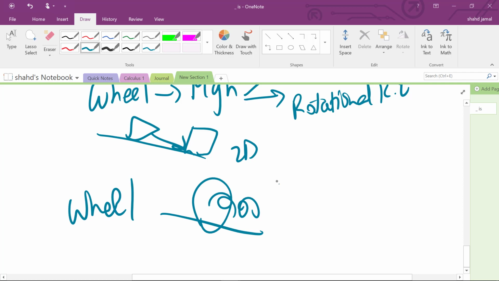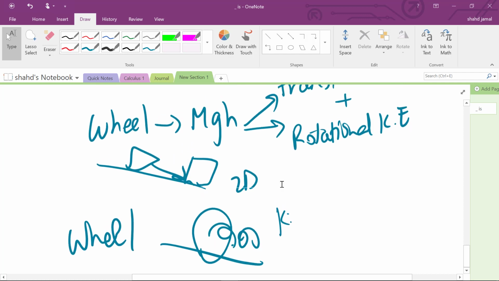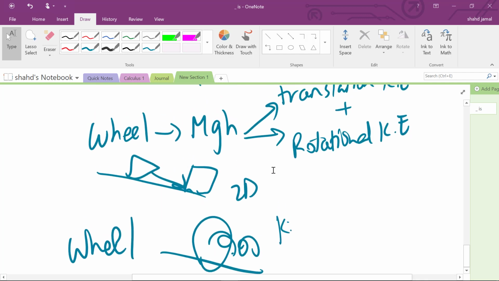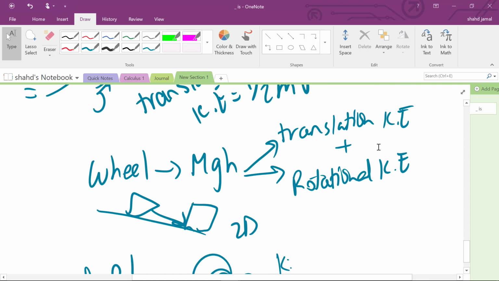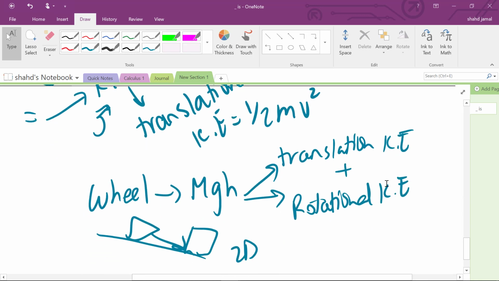The kinetic energy responsible for rotation is called rotational kinetic energy, and I will explain these in terms of the rotational terms and everything in another video. But all you need to say is that the same potential energy has to be split into both translational kinetic energy and rotational kinetic energy. So the translational speed of the wheel will be less than the block of ice.